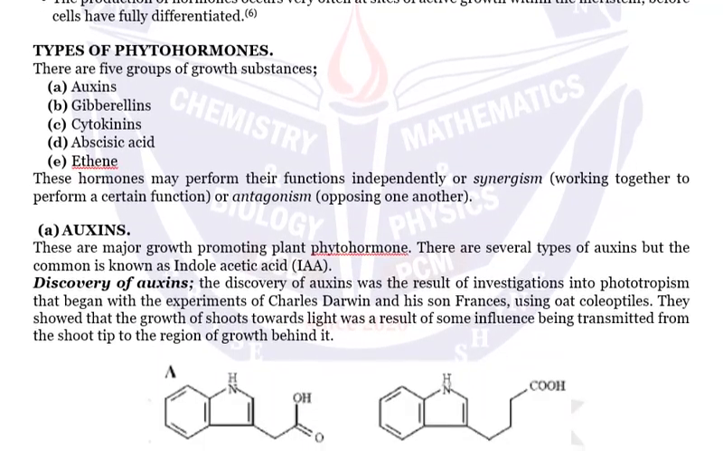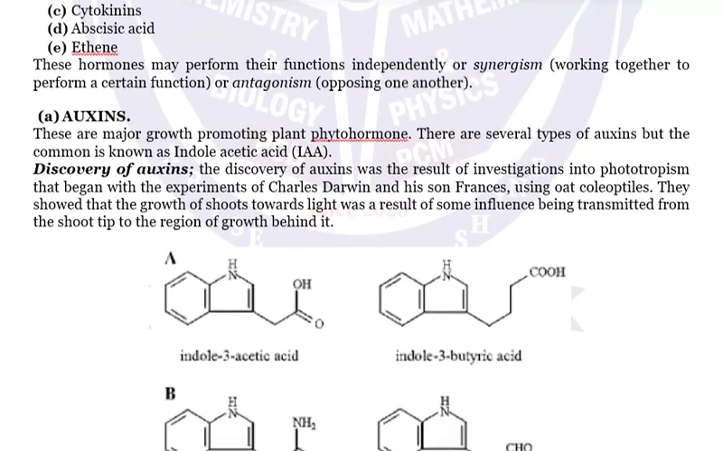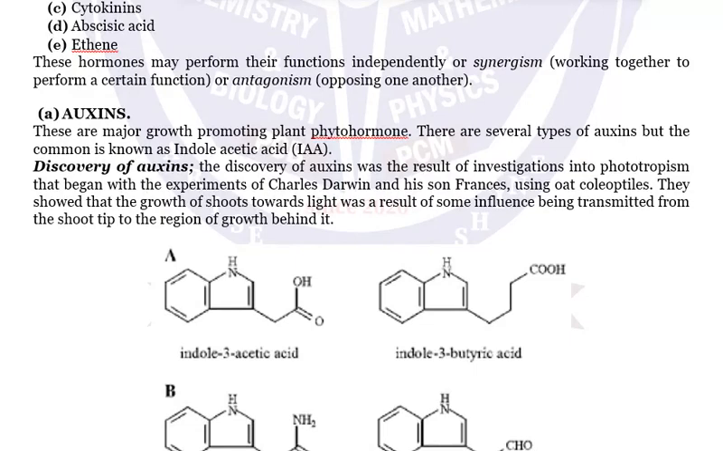Now, let's start our discussion with auxins. Auxins are major plant growth promoting phytohormones. If we are discussing plant growth substances, don't forget about auxins because they are very important. If you understand auxins, it will be much easier to understand how other phytohormones work, because as I told you, most phytohormones, more especially gibberellins and cytokinins, work in the presence of auxin.